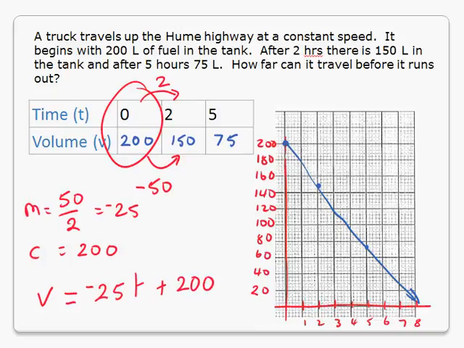Another way of writing that, because we don't often like to start with a negative number if we can avoid it, is we put the 200 at the front and we take 25 t. Now if I wanted to work out how long it would take before I run empty, I would need to make the volume 0. If I made the volume 0 and I add and subtract to both sides, divide both sides by negative 25, I'd find out that it would in fact go all the way down to 8 hours. So after 8 hours, no more fuel. Alright, that's the end.